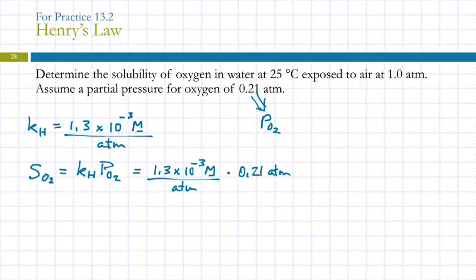So this will be pretty small. 2.73. In terms of significant figures, the partial pressure and Henry's law constant only have 2. So we're going to keep the 2 and the 7 and get rid of the 3, giving 2.7 times 10 to the minus 4 moles per liter. Any questions?